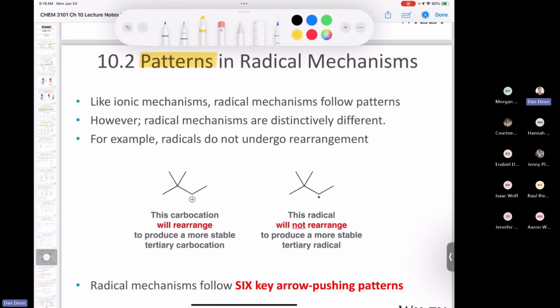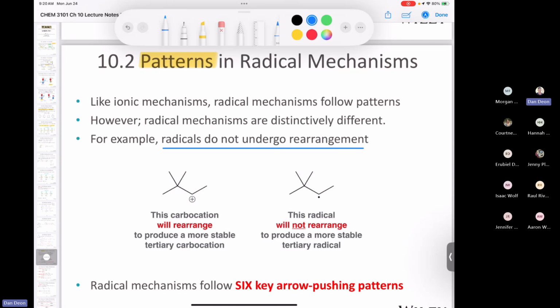And what's cool is that with radical mechanisms, there are some really good patterns. We don't have the nucleophilic attack, the proton transfer. We don't have that stuff, but they do follow patterns, okay? And like I told you a few slides ago, radicals don't undergo rearrangement, okay? They just don't. So don't even bother trying.